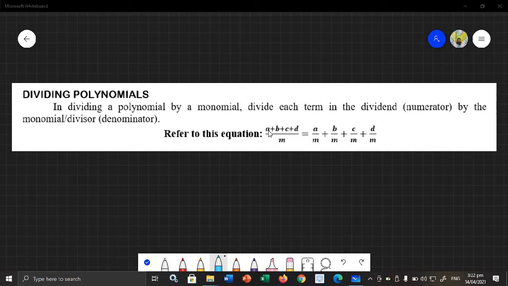Let's say we have this polynomial in the numerator, a plus b plus c plus d, over the monomial in the denominator. So we have m. Each term in the numerator, you need to divide it by the monomial in the denominator. So we have a over m plus b over m plus c over m plus d over m. So let us solve some examples.